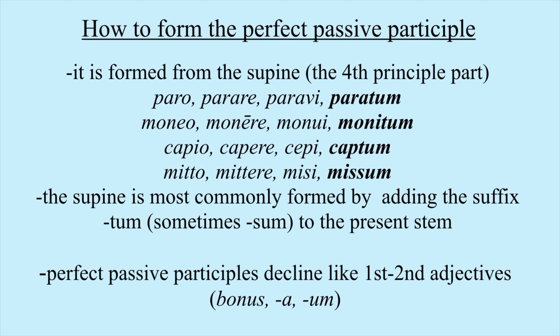So the supine is most commonly formed by adding the suffix tum, right, like paratum, captum, to the present stem. Sometimes by adding sum to the present stem. So that is how it is most commonly formed.